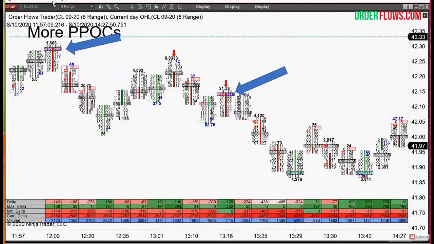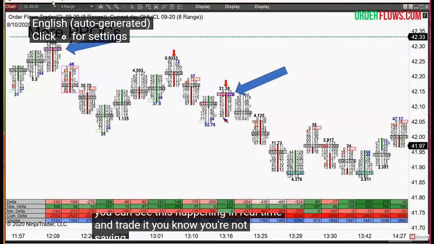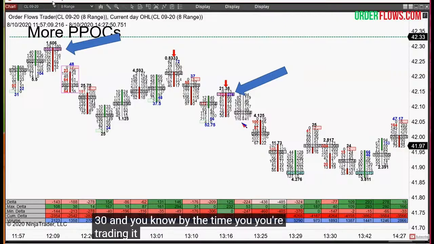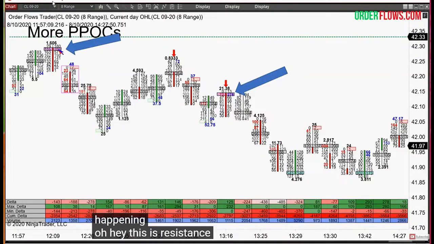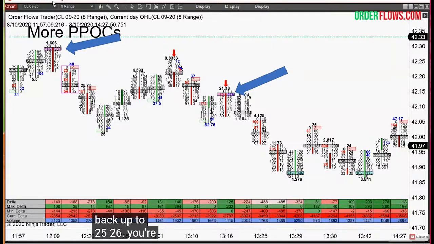And this is happening in the market in real time. You can see this happening in real time and trade it. You're not saying, oh yeah, there's resistance up here at 42.30, and by the time you're trading it, you're already trading 42.10. No, you can see that instantly. As it's happening. Oh, hey, there's resistance at 42.30. I'm trying to sell 25, so market comes back up to 25.26. You're short. Boom, market sells off down below $42.